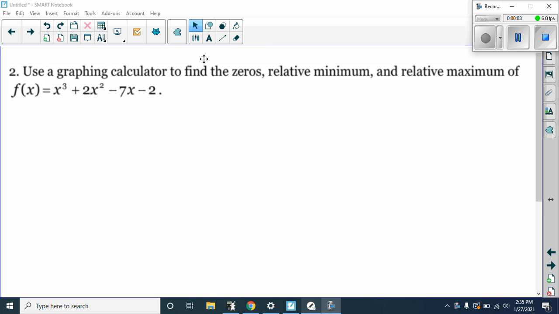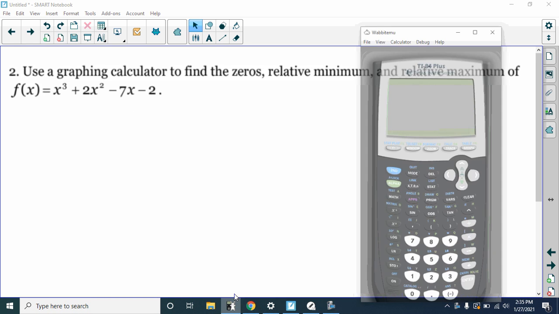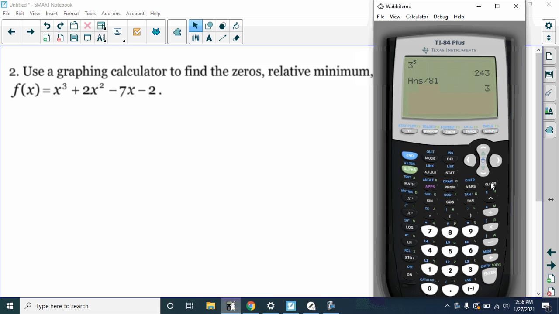Question number 2 on the study guide asks us to use a graphing calculator to find the zeros, the min, and the relative maximum of this cubic function. So first thing we want to do is graph the function. So go to y equals, clear out anything you might have in there, and type in your function.